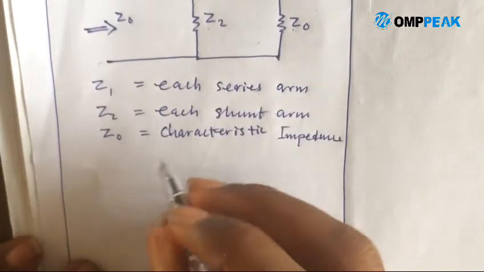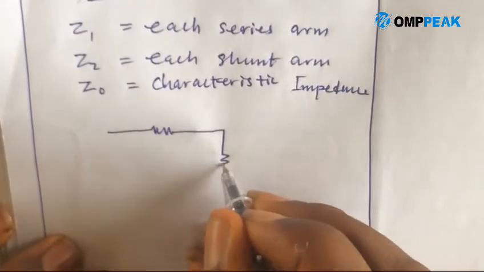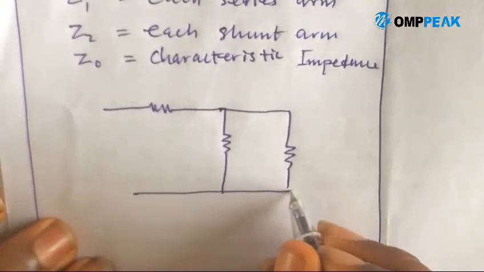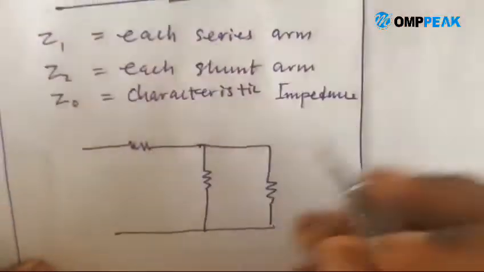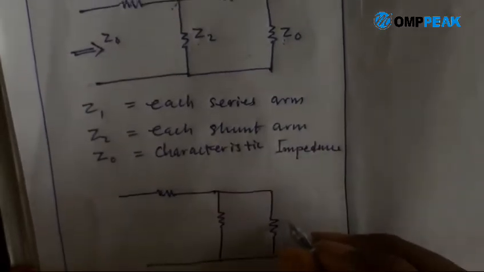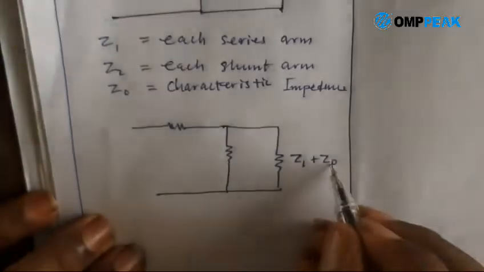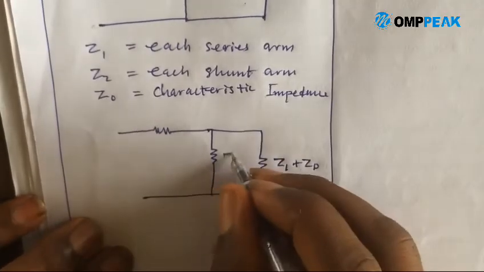We will be redrawing some circuit, so for better understanding, you say this, now this has become 1. Don't forget Z1 and Z0. Now, since they are not a value, or they are not a digit that we can add together, it will just be like Z1 plus Z0. See this? Z1 plus Z0. That is this and this. Now they are now in parallel to Z2.